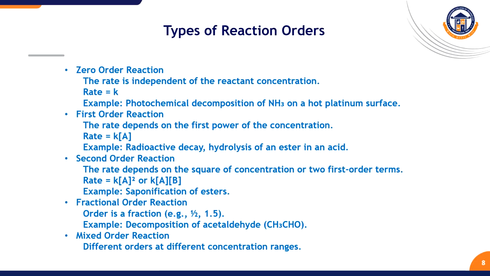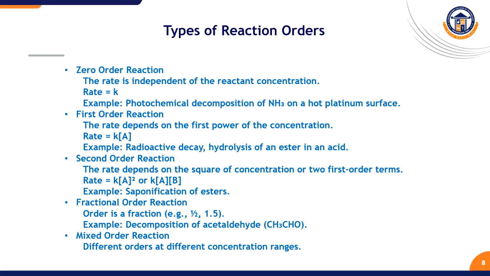So these are the types of order of reaction. First, a zero order reaction. If it is a zero order reaction, the rate is equal to the rate constant. Usually photochemical reactions follow zero order kinetics. In a first order reaction, the rate is directly proportional to the concentration of the reactant, and a second order reaction depends upon the square of the concentration term.